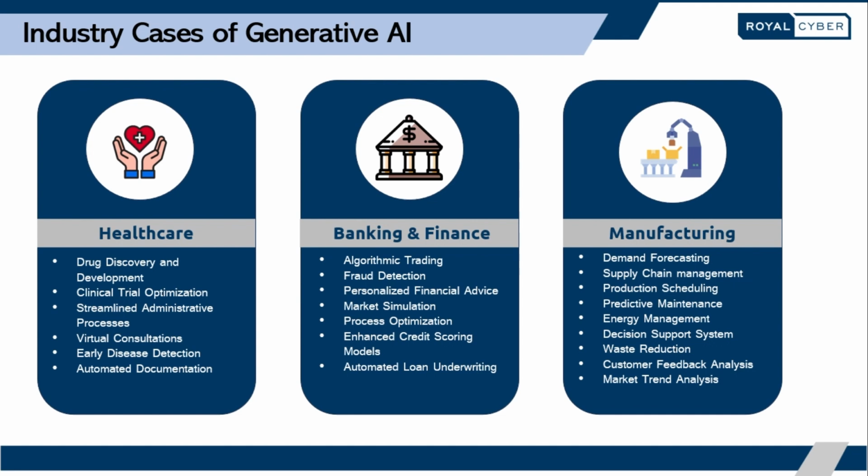In the healthcare industry, virtual consultants powered by Gen AI can offer 24/7 support and answer patients' non-emergency questions. It can also flag the healthcare provider in case of any emergency. In the industry of banking and finance, Gen AI can provide personalized financial advice based on individual needs and risk tolerance. Gen AI can predict demand fluctuations in the manufacturing industry, and it can allow the manufacturers to optimize production and inventory.